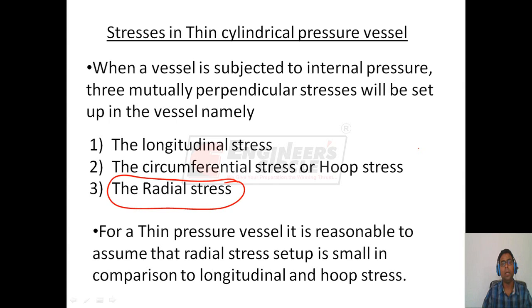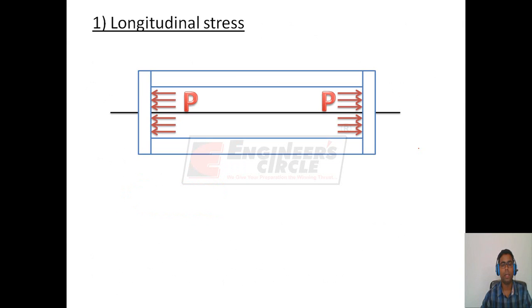We have already seen that the radial strain epsilon r is 0 because there is no change in the thickness of the cylinder along radial direction. So we will also assume that radial stress is 0 as compared to longitudinal stress and the hoop stress. Later on, I will also justify that assuming radial stress to be negligible will not induce much error. So first, let us find the longitudinal stress.